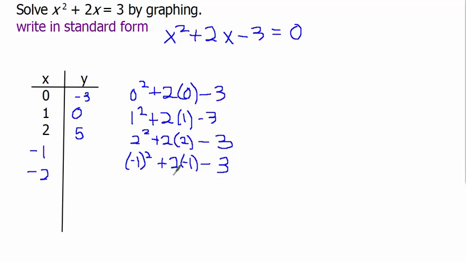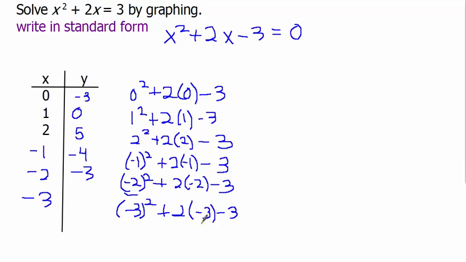1 minus 5 is negative 4. And there we end up getting 4 minus 3. So what I might notice as I'm starting to go back up is that it might be a good idea to plug in negative 3. 9 minus 6 minus 3 is 0. So we actually found our two zeros here.